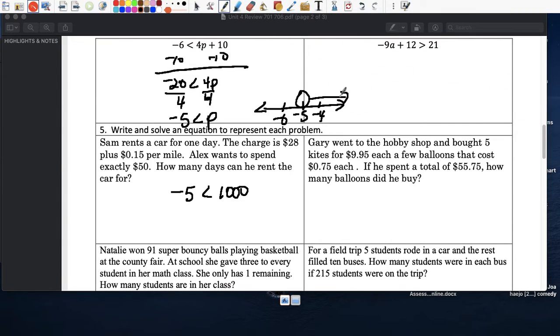And then we're going to check. And again, for our check, don't forget, can we pick 0? Yeah, because 0 is about here. Right? -3, -2, -1, 0. Is 0 part of the solution? Yes, it is. So we can get -6 less than 4 times 0 plus 10. 4 times 0 is 0, so that goes away, right? And put a 10 over here. Is -6 less than 10? Yes. That's good.